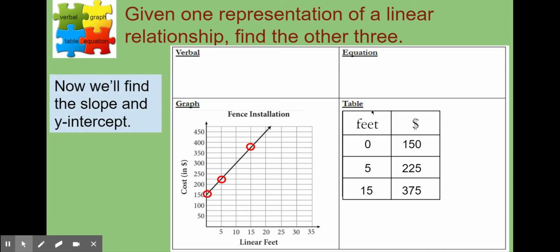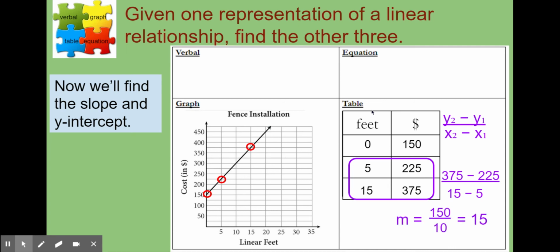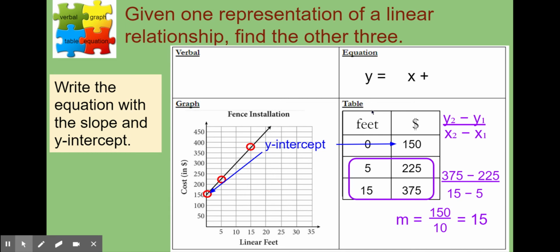Okay, to write the equation, I need the slope and the y-intercept. So I'm going to use my slope formula with 2 of the points. Subtract on the top, subtract on the bottom, then divide. My y-intercept can be found either at the table at 0 or on the graph at the y-axis. So I see that my slope is 15, my y-intercept is 150.